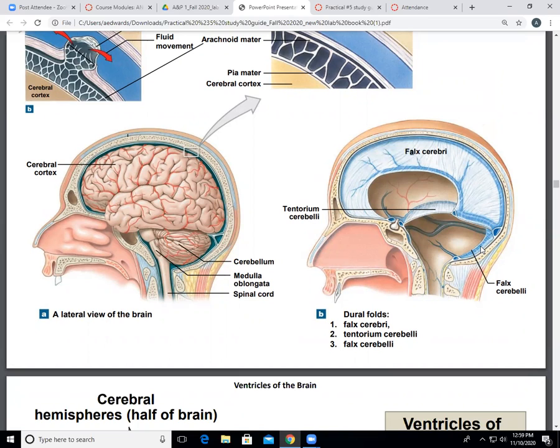Okay, back here you have falx cerebelli. It's going to separate the cerebellar hemispheres. But these are your three dural folds: falx cerebri, falx cerebelli, and tentorium cerebelli. With the falx, each of them will separate hemispheres. Okay, tentorium separates cerebrum from cerebellum.